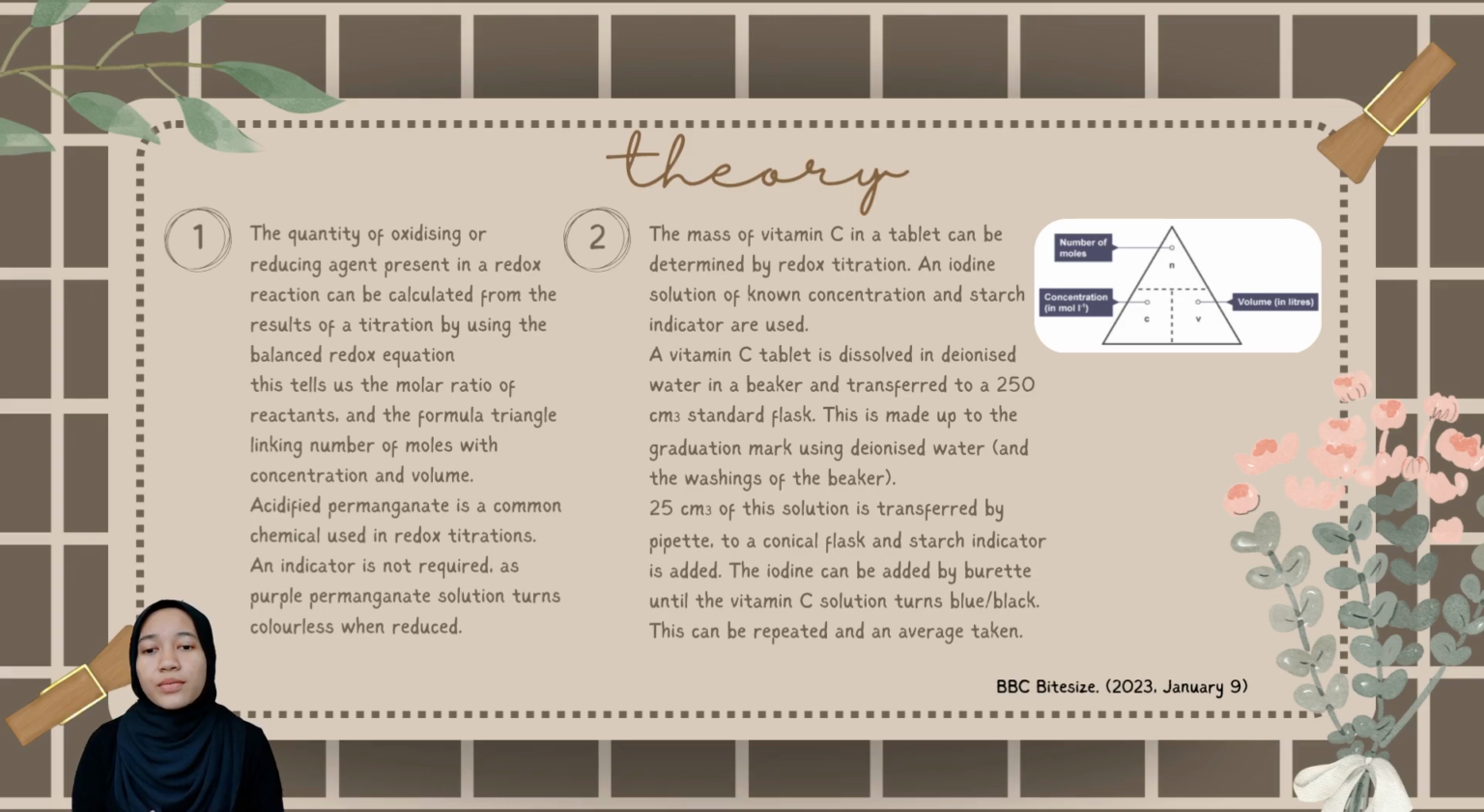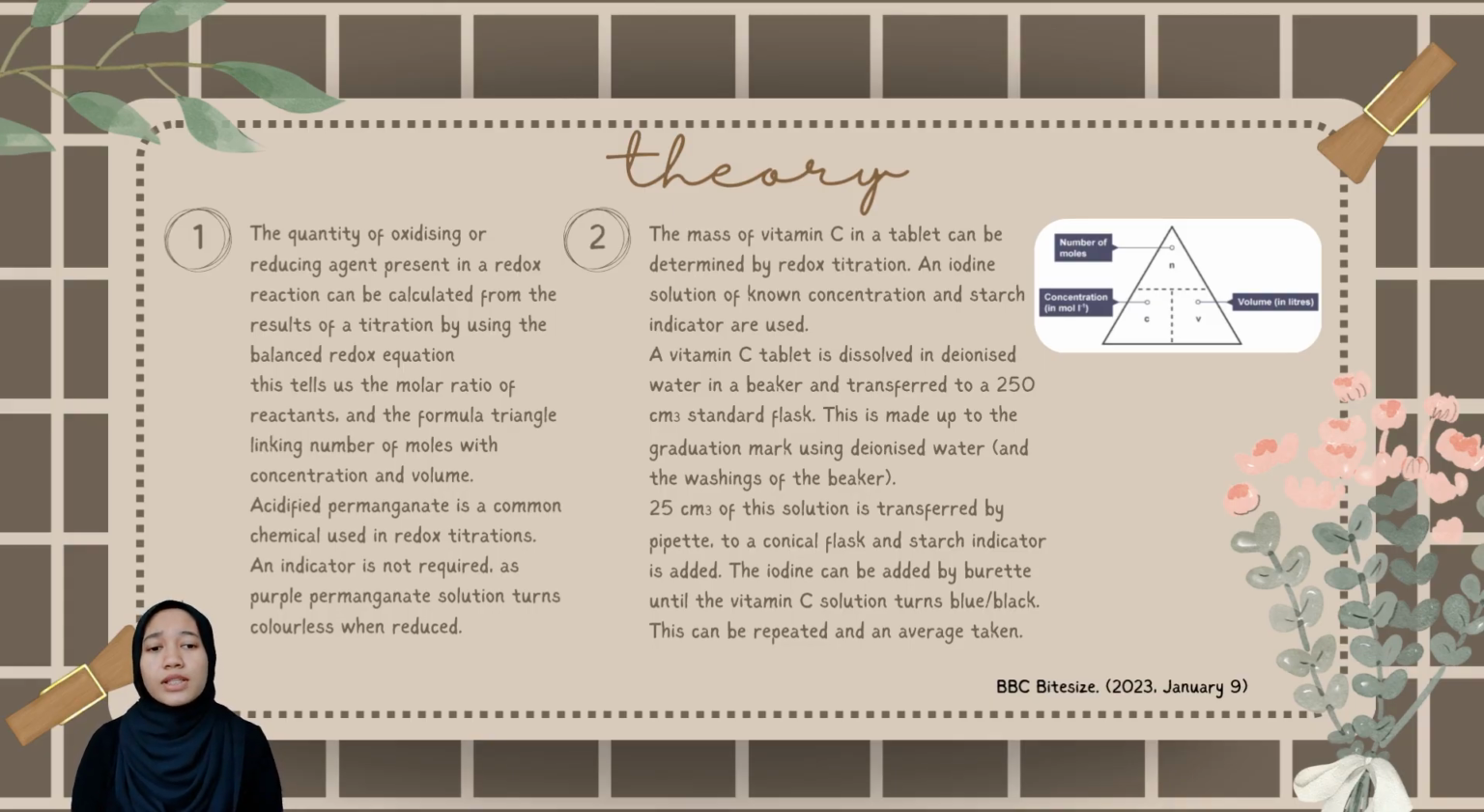So, as for the theory, the quantity of oxidizing or reducing agent present in a redox reaction can be calculated from the result of a titration by using the balanced redox equation. This tells us the molar ratio of reactants and the formula triangle linking the number of moles with concentration and volume. Acidified permanganate is a common chemical used in redox titration. An indicator is not required as the purple permanganate solution turns colorless when reduced.